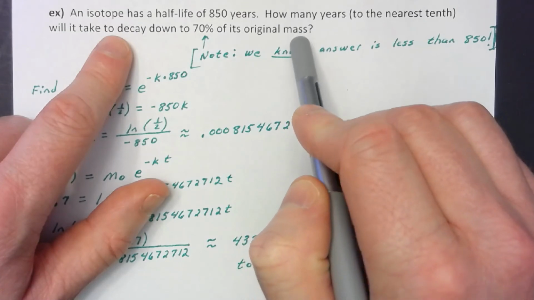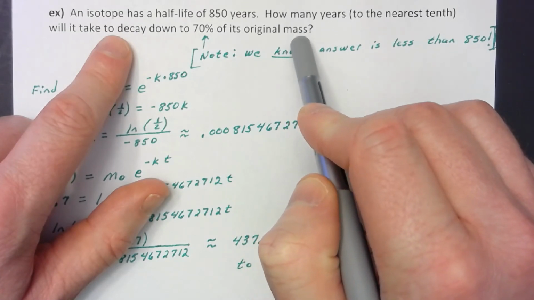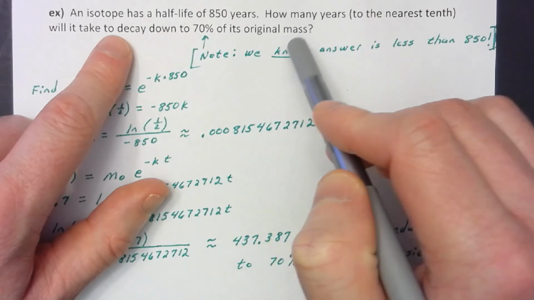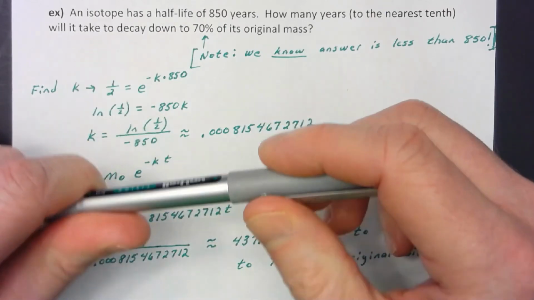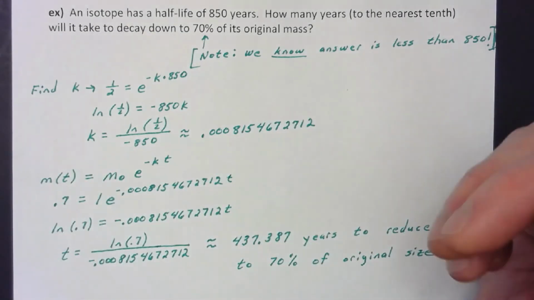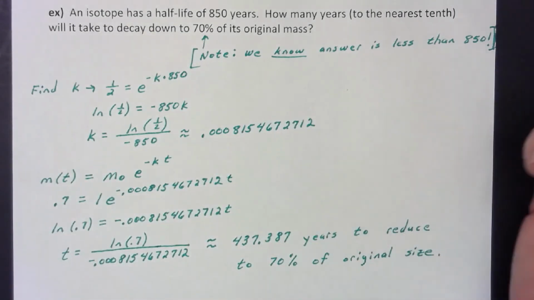Now, one thing that I want you to do in problems like this is make sure your answers make sense. So an answer that wouldn't make sense in this case is, I'll get students, they'll say, oh, it'll take 1,000 years or 1,200 years or 2,000.